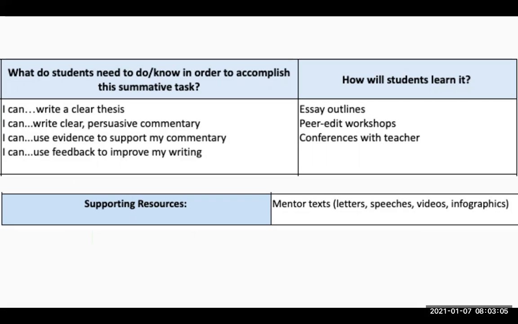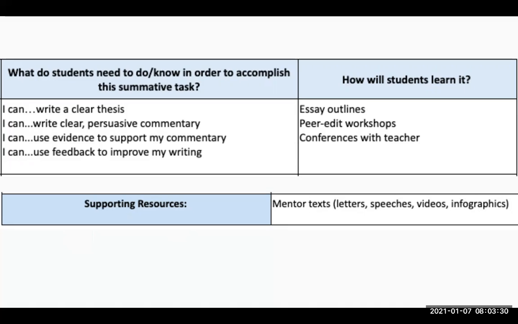And then once I've broken down that student-friendly language, I can start to think about how students will learn it. And this is where I'm going to pull out those lessons I have in my back pocket. Okay, I know I want them to write an outline for their essay. I'm probably going to have to do maybe a flipped lecture on some writing instruction. They're going to do some peer edit workshops. They're going to confer with me along the way. And then I can think about supporting resources to get them there.